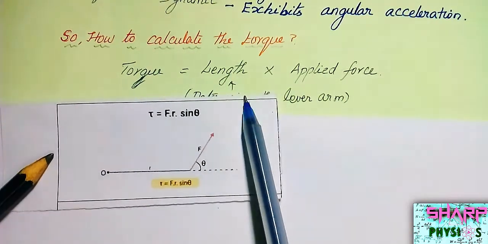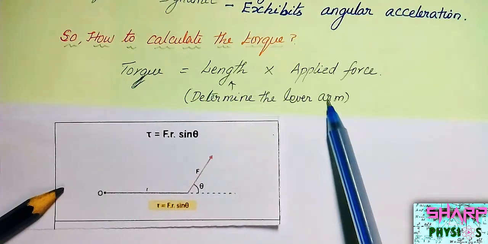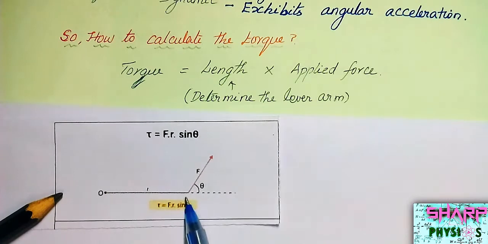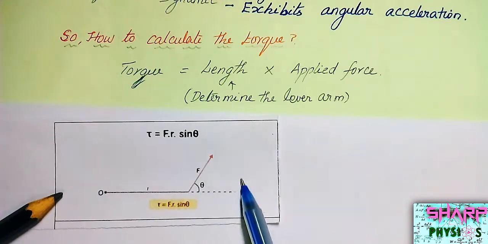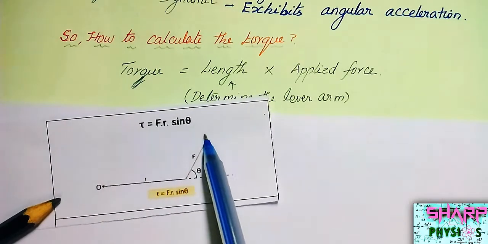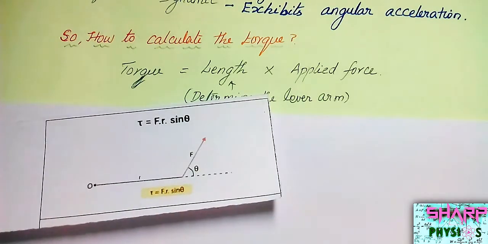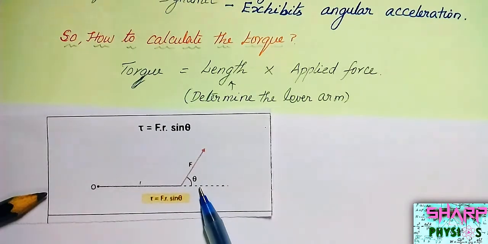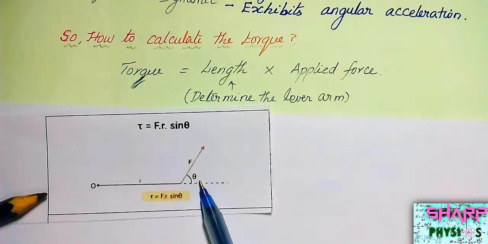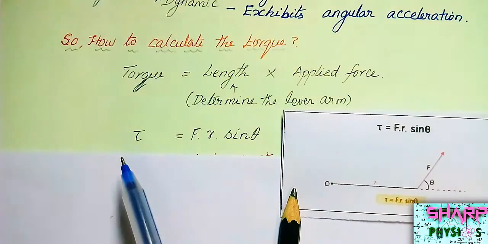So this length is determined by the lever arm. This is the lever arm, that is the object which is moving from this particular place. If you can imagine here that's a wheel, this center point of the wheel will be at this point, which is the axis, and then the wheel will be rotating like this, so that you can get an angle, and this angle is theta. From this we can calculate the torque.